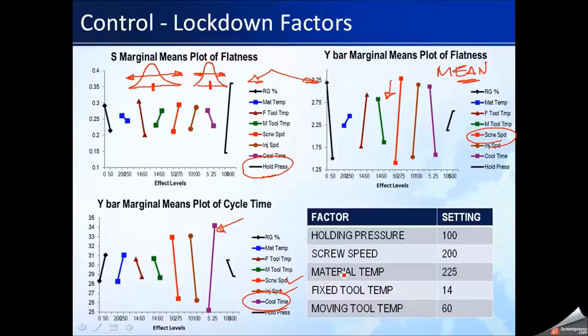So that's not too much of a surprise. But of course, we're trying to find the sweet spot. It isn't just that we know something, it's that we can find the best midpoint, the best settings.